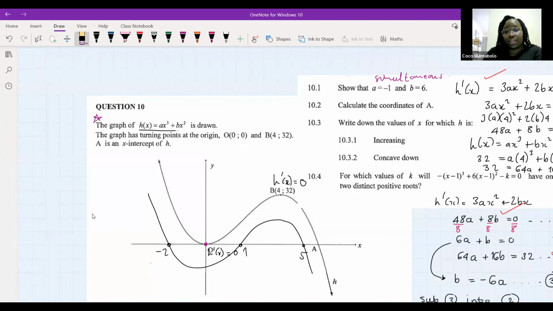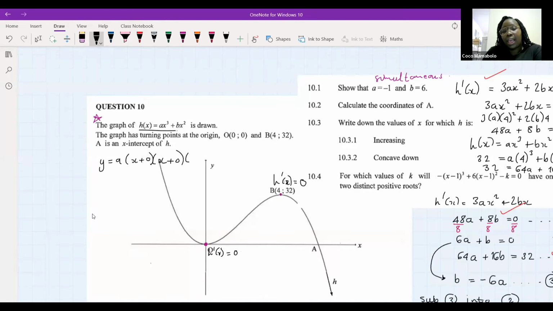Now, they haven't done that. They've given us 2 points. They've given us the point 0, 0 and 4, 32. Now, I know that if a point is an x-intercept and it's also a turning point, then both of those values for the graph should be 0. So I'll have y is equal to a, open brackets, x plus 0, and then x minus something. We don't know what that something at the x-intercept again is. X minus some value for a. We don't know what it is, right? So I don't have enough information to do that, right?